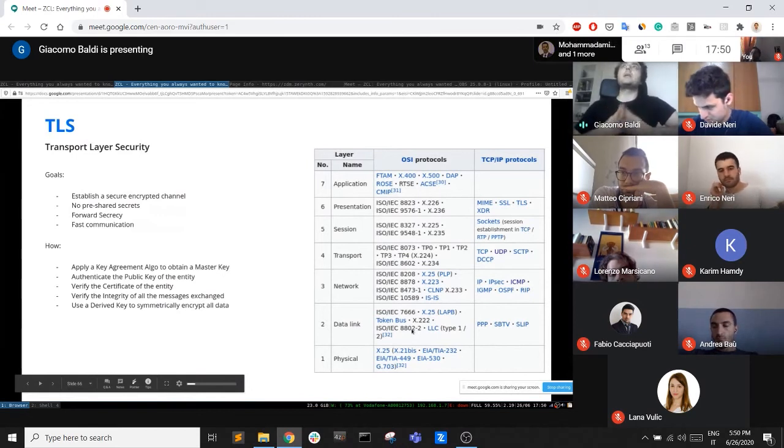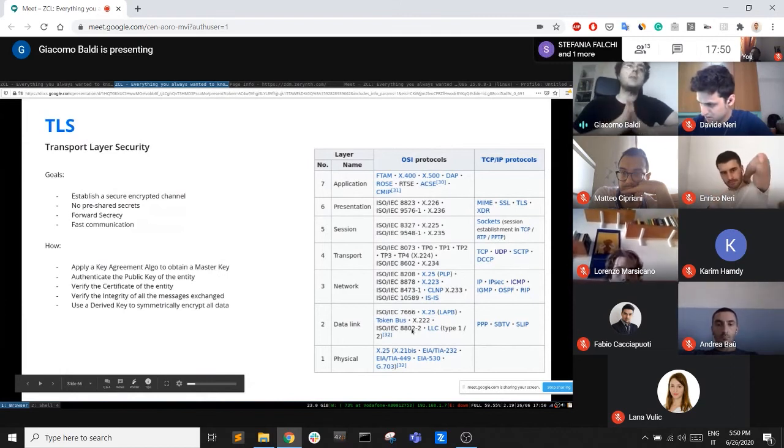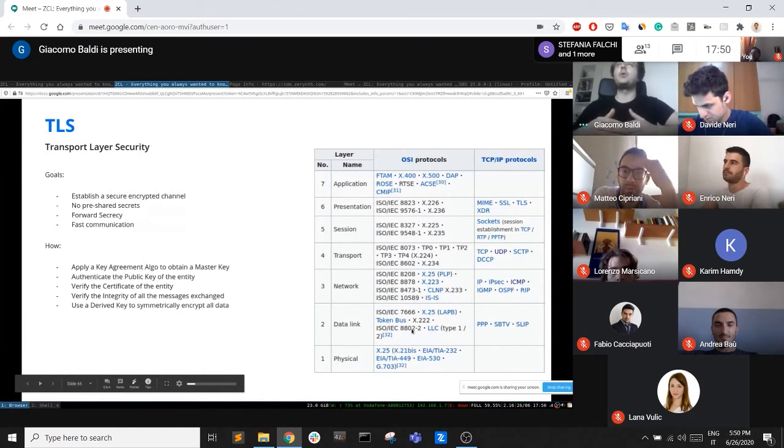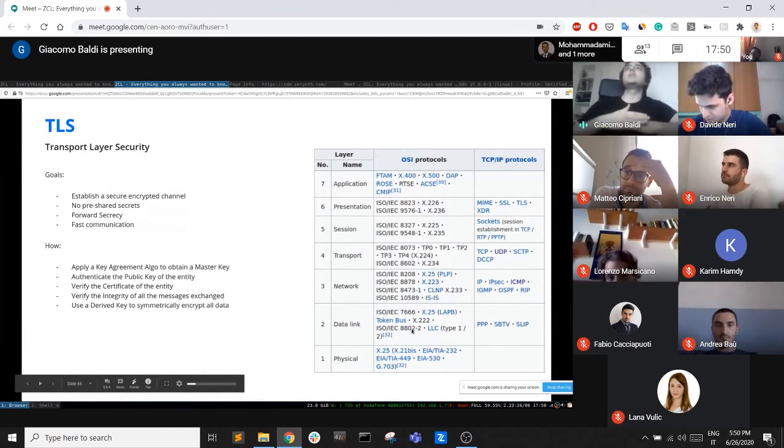Why is it there and why is it not at level 4? Because the name is wrong. It's not transport layer security. It's presentation layer security. But TLS is implemented on top of TCP. Okay, when you say TLS, you say TCP. So it's built above level 4. Since level 5 are sockets, the only place where you can put TLS is level 6.